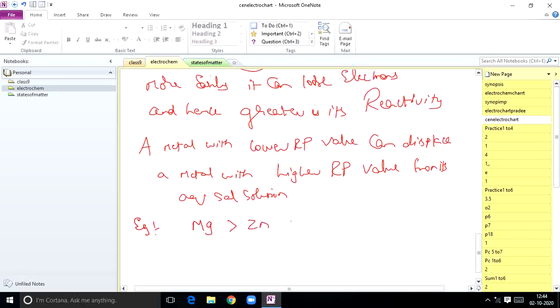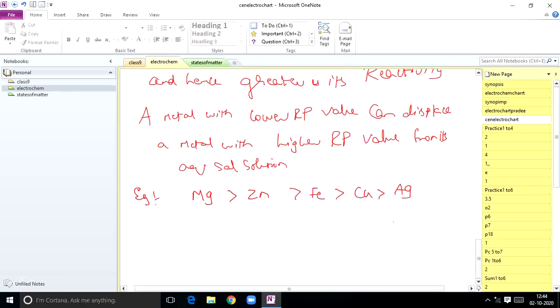If you observe that activity series, the order of decreasing reactivity of various metals based on the electrochemical series data: magnesium is more reactive than zinc, zinc is more reactive than iron, iron is more reactive than copper, copper is more reactive than silver. Here, zinc plus copper sulfate. Is the reaction feasible or not? You can say zinc displaces copper from copper sulfate solution. Why? See, if you observe the electrochemical series chart, what is the electrode potential for zinc?